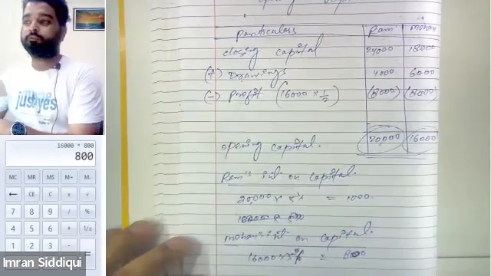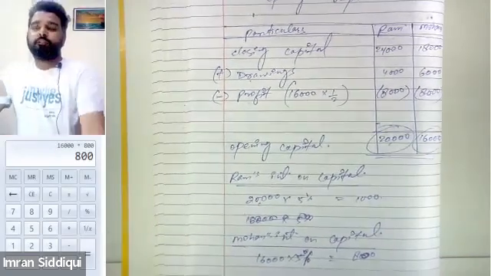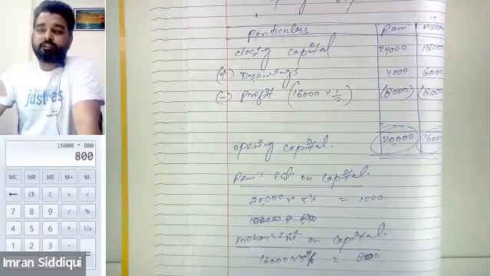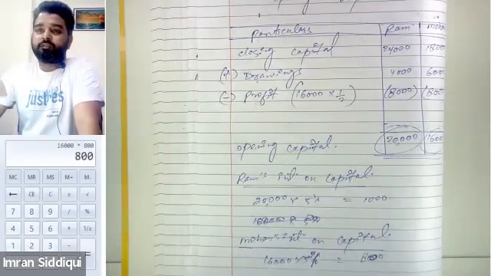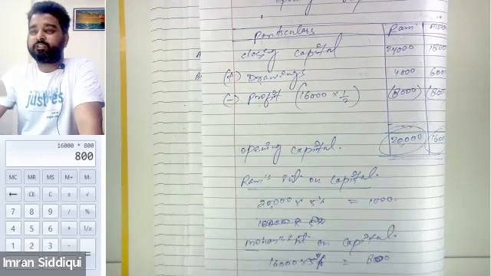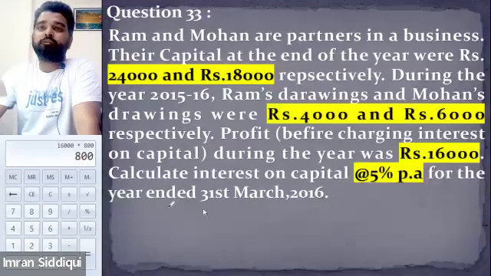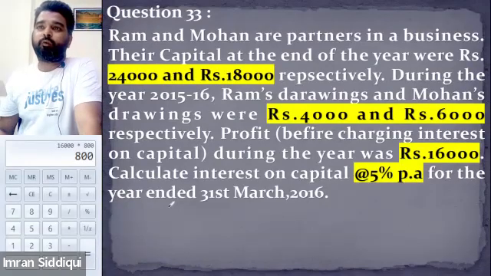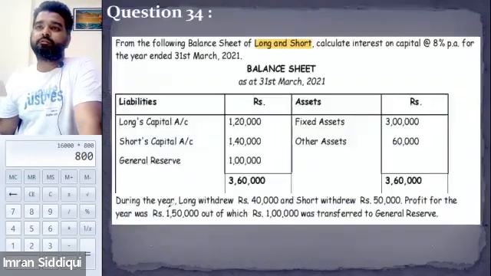Okay, so this is it, guys. In today's session, we discussed one question based on the partner's current and capital account, and then we started a new concept, which is the calculation of interest on capital. We did two questions based on the interest on capital. I'm giving you one question for your homework as well.